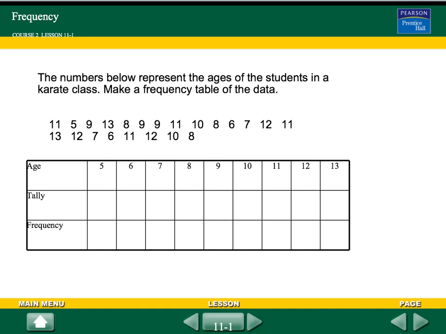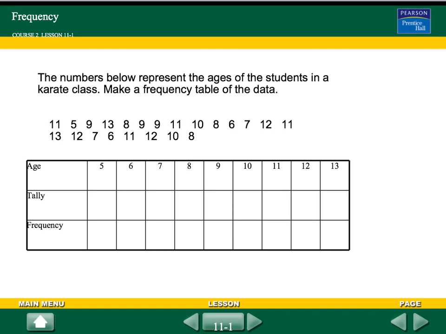Okay, here we are now making a frequency table. Obviously, you can see all the data here. It says the numbers below represent the ages of the students in a karate class. Make a frequency table of the data. So, how do you go about doing this? You have to look at each number. I've already set the table up for you.